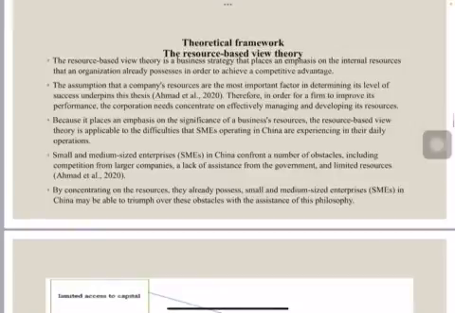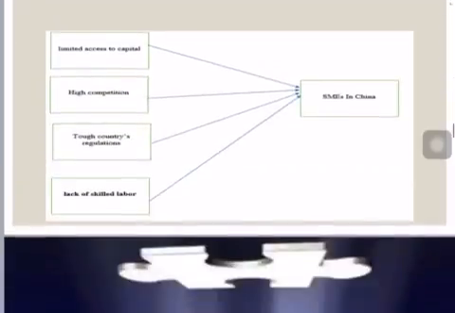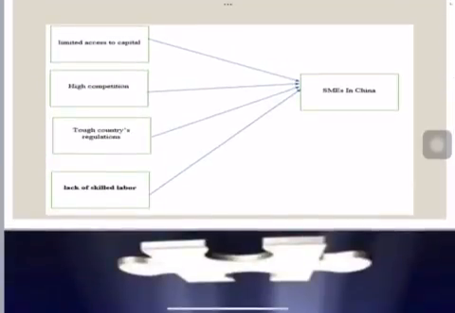This is the theoretical framework, the research-based theory. There are five points: limited access to capital, high competition, tough countries' regulation, and lack of skilled labor.